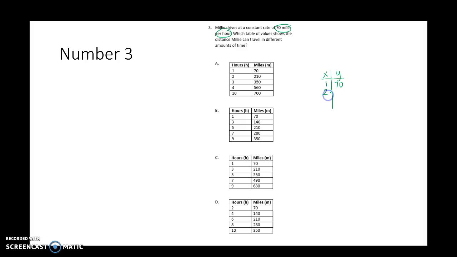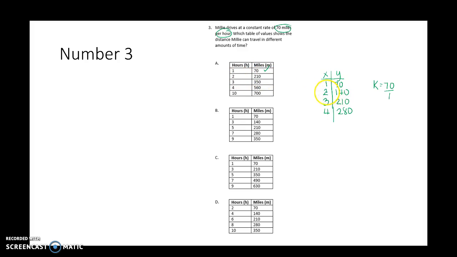2 hours, how many does she go? Well, 70 times 2 is 140. Because they're saying our constant is k, right? 70 over 1, or 70. So then 3 hours, 70 times 3 is 21, so 210. 4 hours is 280. All right, so now that I have this, I'm going to go ahead and find my table.